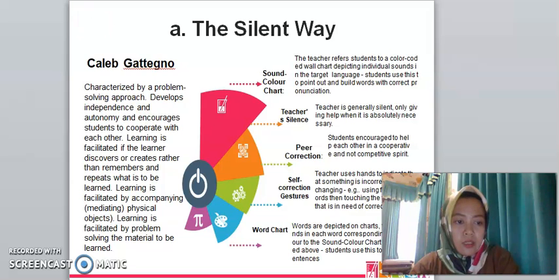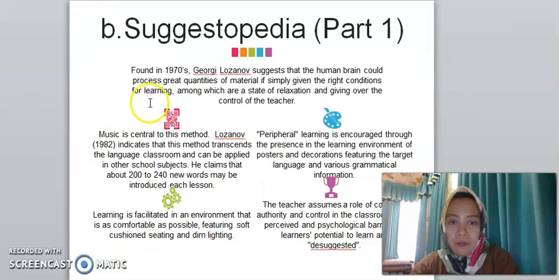Silent way, and then Suggestopedia. Suggestopedia was founded in the 1970s by Georgi Lozanov. He suggests that the human brain could process great quantities of material if simply given the right conditions for learning, among which are a state of relaxation and giving over control to the teacher.